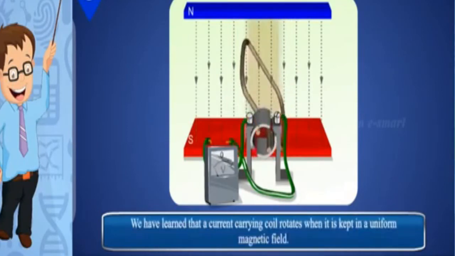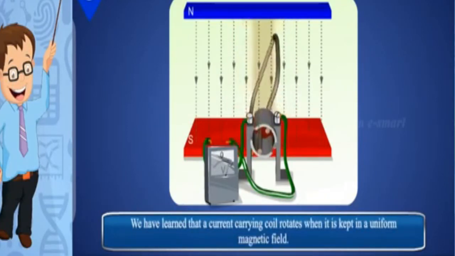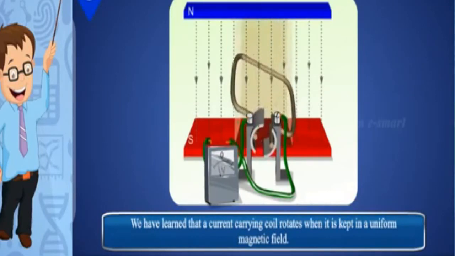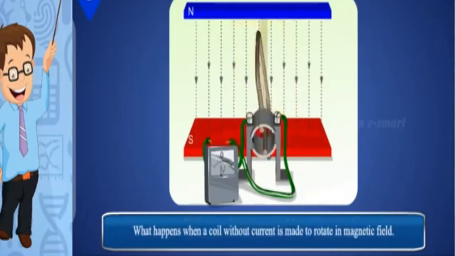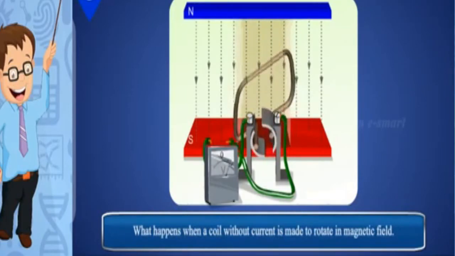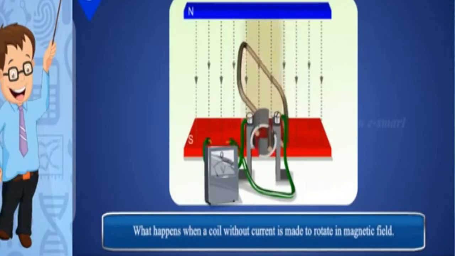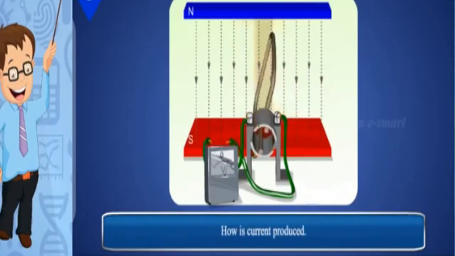We have learned that a current-carrying coil rotates when it is kept in a uniform magnetic field. What happens when a coil without current is made to rotate in the magnetic field? How is current produced?